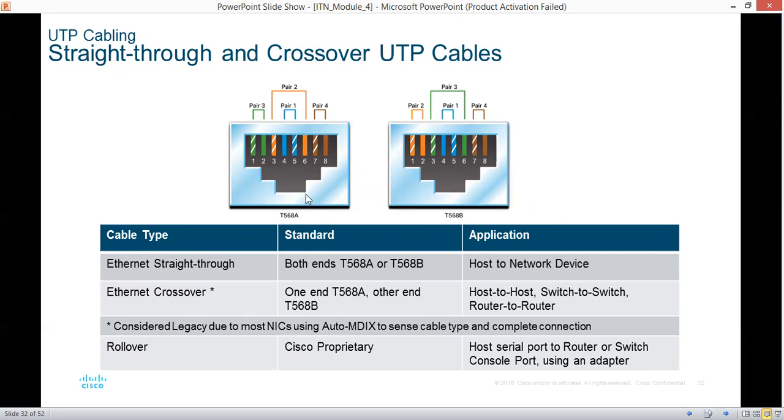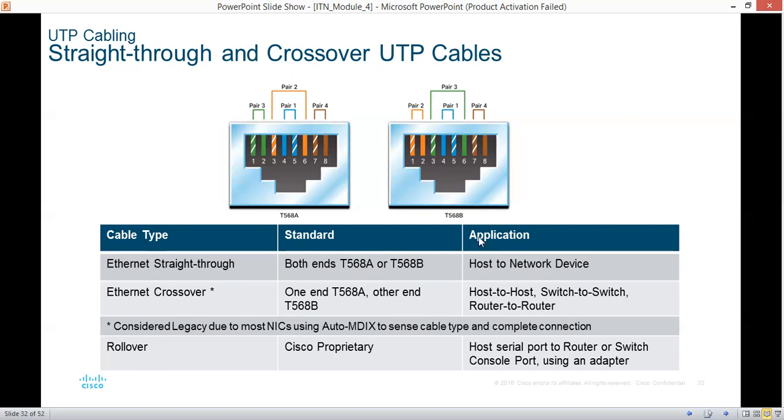That means at both ends of the cable, you maintain the same convention. But if you choose to put type A at one end and type B at the other end of the cable, it automatically becomes a crossover cable. So that's the difference between a crossover and a straight through cable. It depends on what you're using at each end.